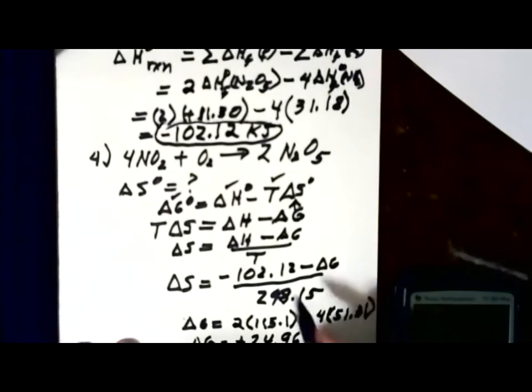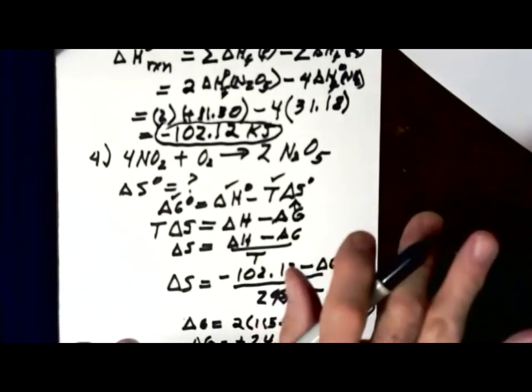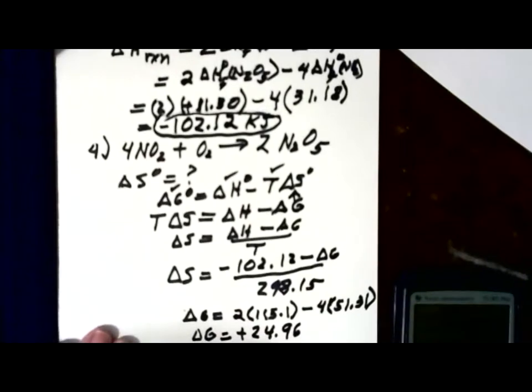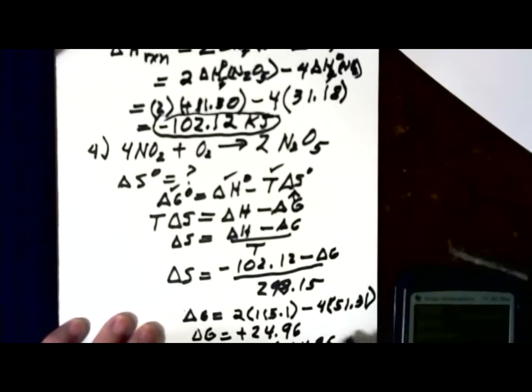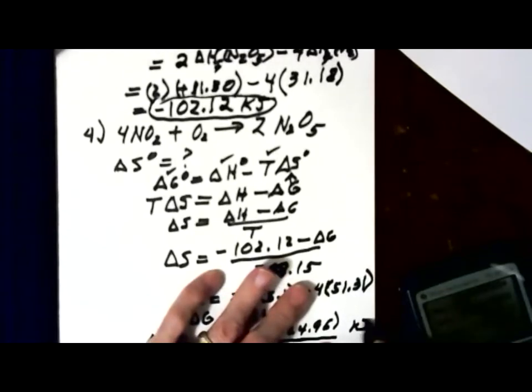And now it's in kilojoules, and delta H is in kilojoules, so I'm good. So my delta S is going to be delta H, which is minus 102.1, minus plus 24.96. Now, I want to divide that by 298.15 kelvins. So this is going to be in kilojoules per Kelvin.